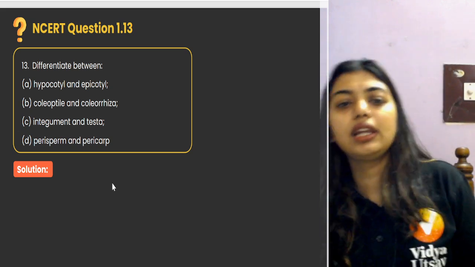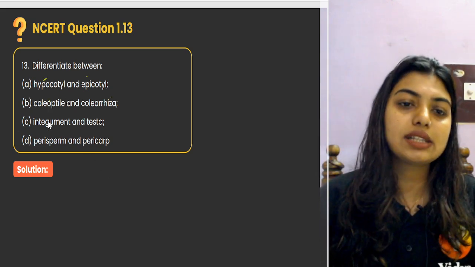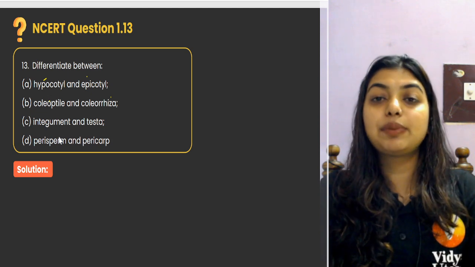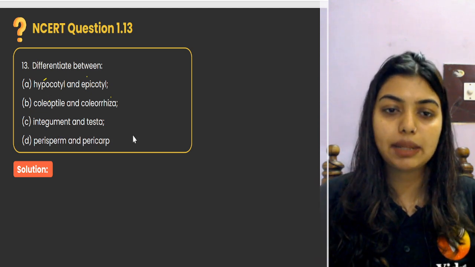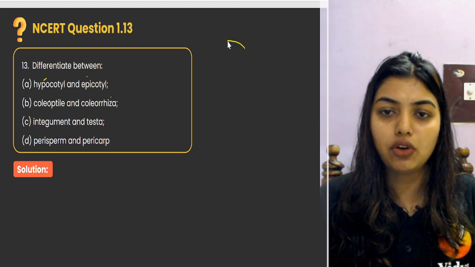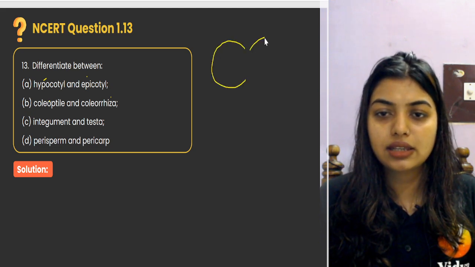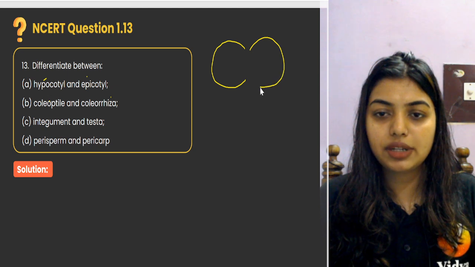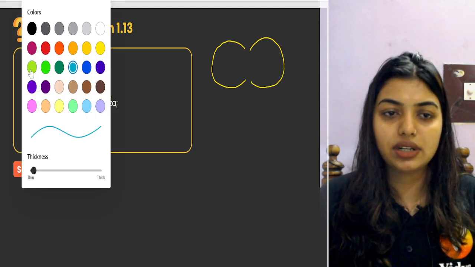Now, differentiate between hypocotyl, epicotyl, coleoptile, coleorhiza, integuments, testa, perisperm, pericarp. Now very important, hypocotyl and epicotyl. So students, if I draw, see, the plant is going to have an embryonal axis. When the seed is going to germinate, it is going to have an embryonal axis, and they are going to have two cotyledons. This all of you know.